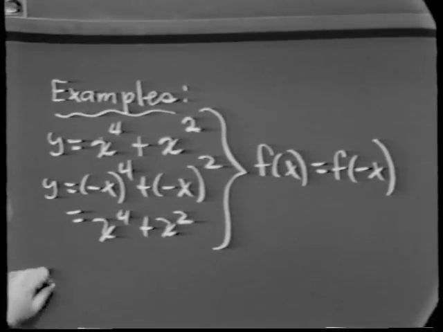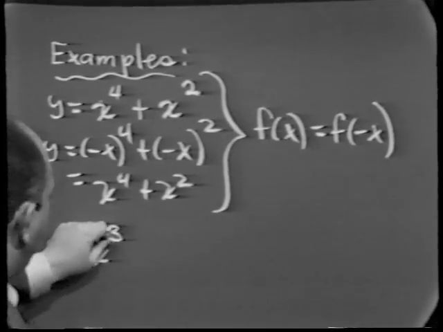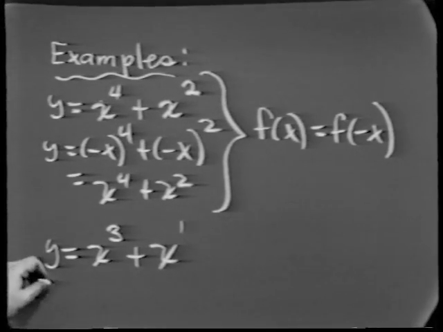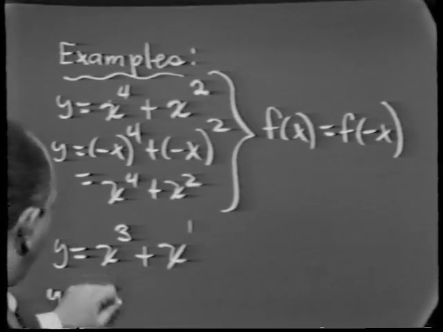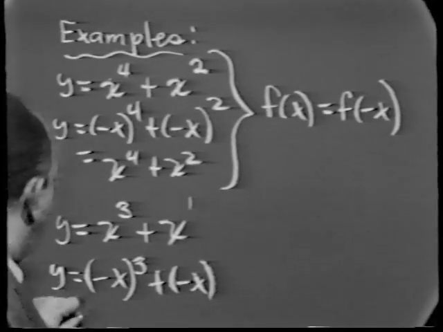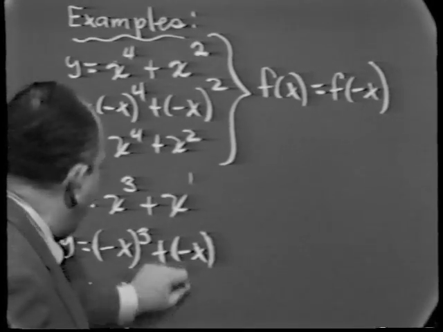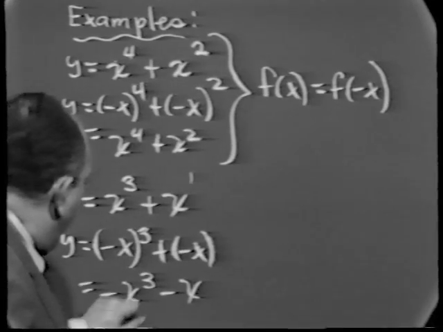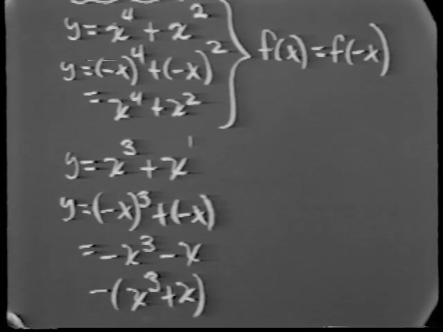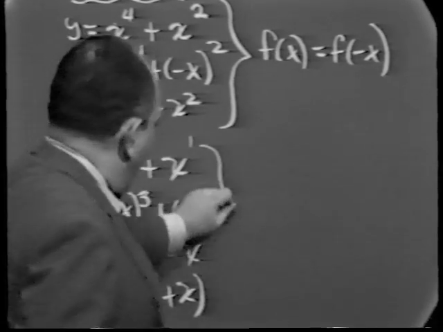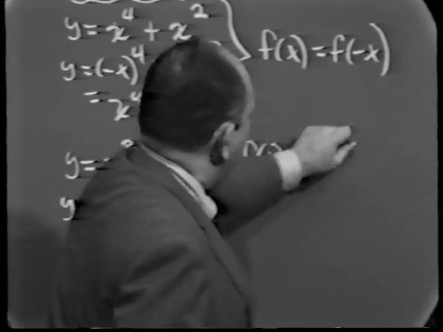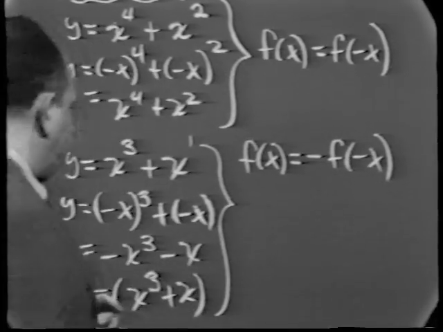An example of an odd function might be y equals x cubed plus x. See, first power over here. If I replace x by minus x, I have minus x cubed plus minus x. That, of course, is just minus x cubed minus x, and that's minus the quantity x cubed plus x. When I replace x by minus x, all I do is change the sign here. In other words, that would be an example for which f of x is minus f of minus x.